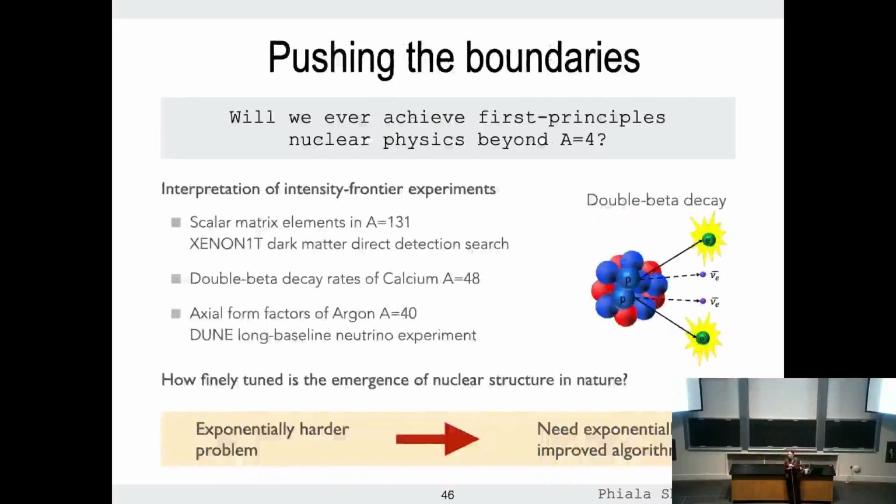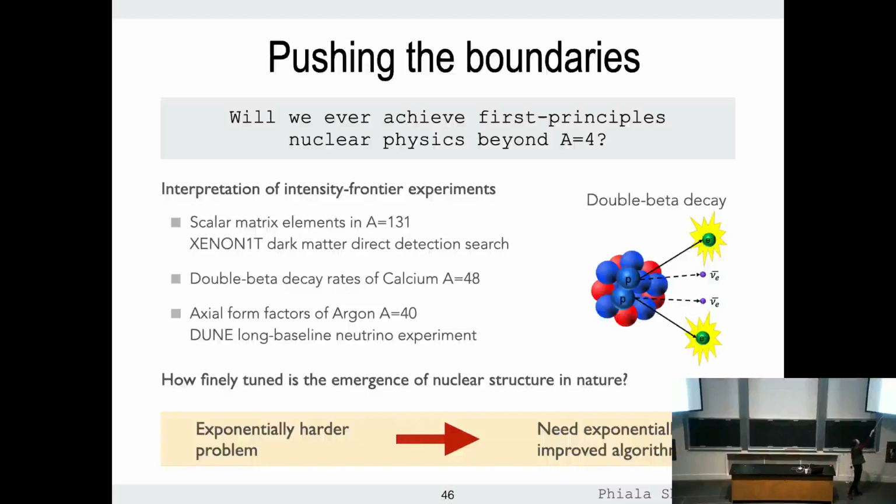Okay, so that's great. To do this rigorously, we need better first principles theory calculations of nuclei. And it's not just dark matter direct detection. This hits all across nuclear and particle physics. I mentioned scalar matrix elements. We need them for dark matter direct detection.